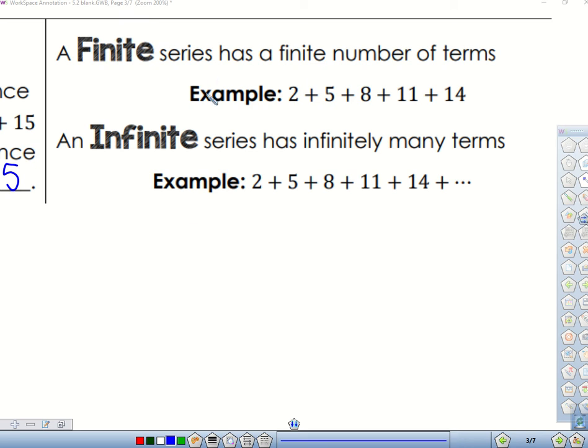So, the difference between a finite and an infinite series is a finite series has a certain set of numbers, and that's it, okay? So, look at the example 2, 5, 8, 11, 14, and then it stops. So that's what we call finite. Now, what do you notice is different about the infinite one? What does it have at the end?